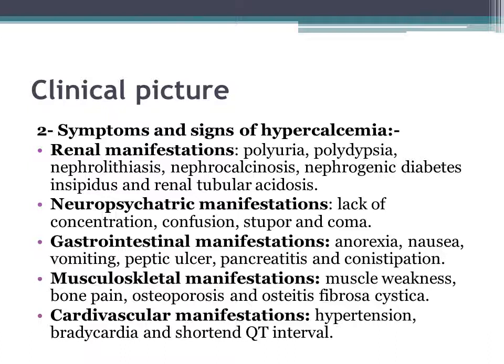diabetes insipidus, renal tubular acidosis; neuropsychiatric manifestations like stupor, confusion and coma; gastrointestinal manifestations, most important are pancreatitis and constipation; musculoskeletal manifestations in the form of bone pain, osteoporosis and osteitis fibrosa cystica; cardiovascular manifestations like bradycardia, hypertension and short QT interval.